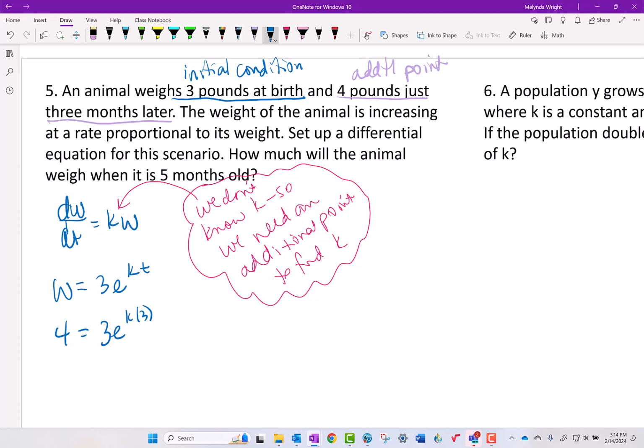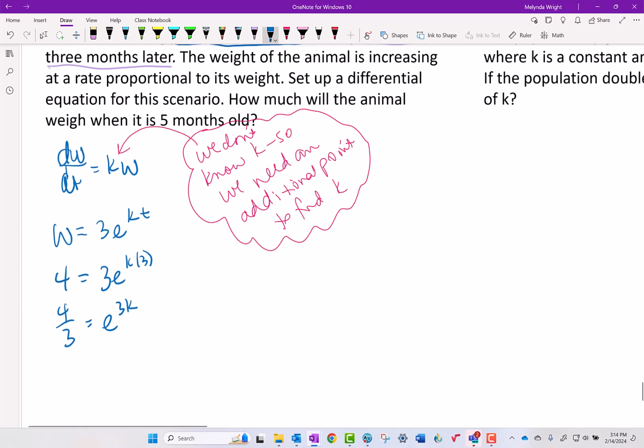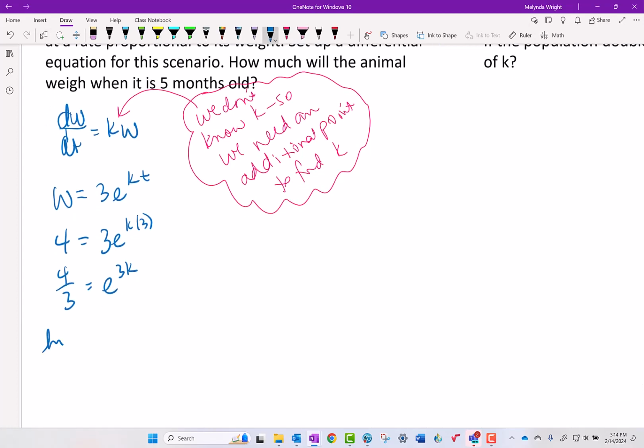This is just some pre-cal stuff you may or may not remember. So we divide by 3. We got e to the 3k. Remember the circly thing? How do we solve for k? You could ln both sides, or you could do the circly thing, whichever one you prefer. So I basically have ln of 4/3 equals 3k, because ln of e wipes it out. So k is going to be 1/3 ln 4/3.